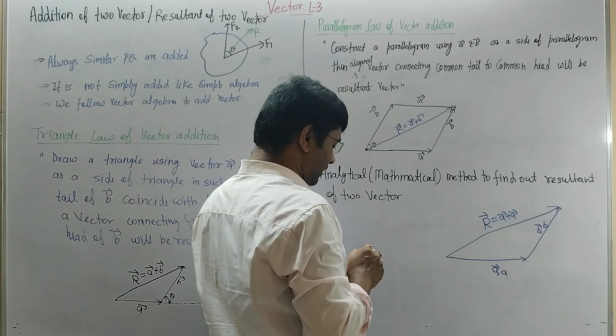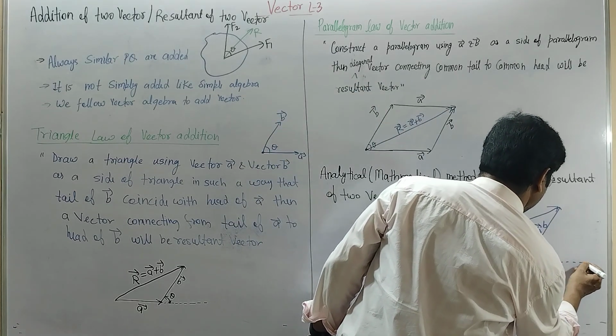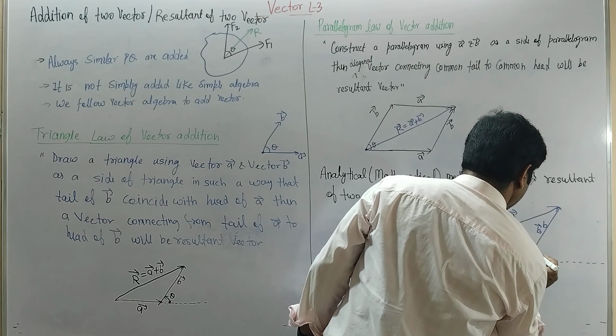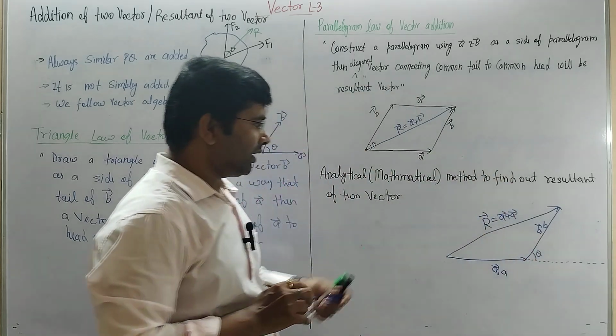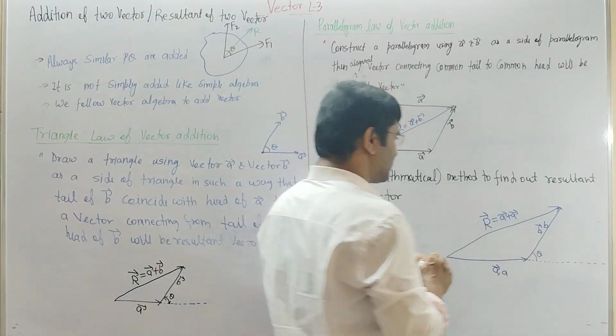So now I have to find out the magnitude of this one. Let me extend this one in this direction. This angle is theta, because that is the angle between vector A and vector B. Okay, so I will construct here.